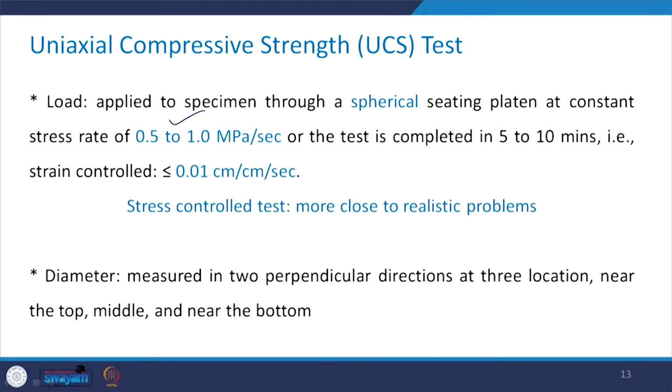Or it is strain controlled, which means that the strain rate is less than or equal to 0.01 centimeter per second. See, we are talking about the strain rate. That means it is the strain per unit time. Please do not make a mistake. Many people make the mistake of saying this is strain controlled and then they say 0.1 centimeter per second. That is deformation control, not strain control. What we are talking about here is strain control. That is why the dimension is like this. Take a note of it.